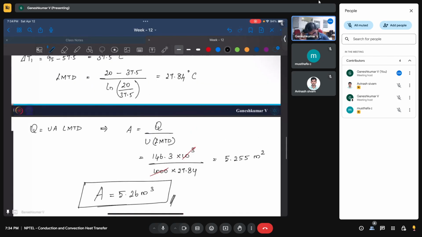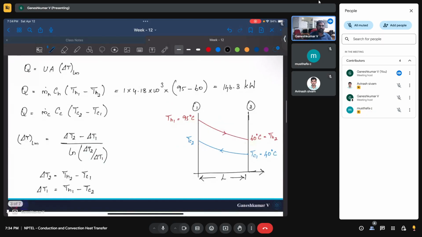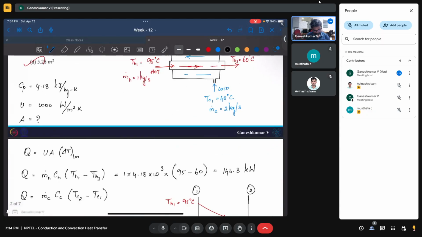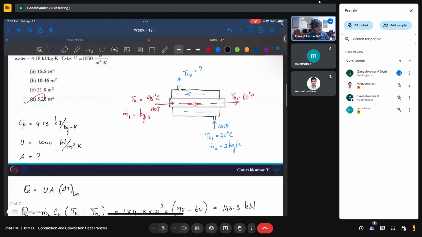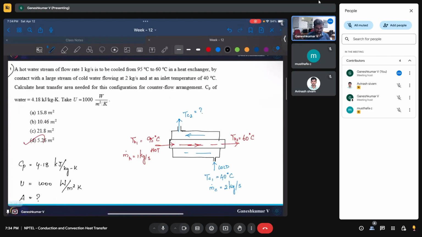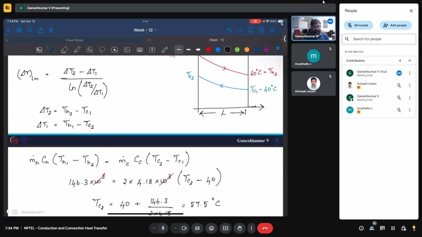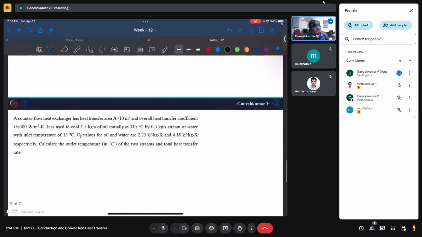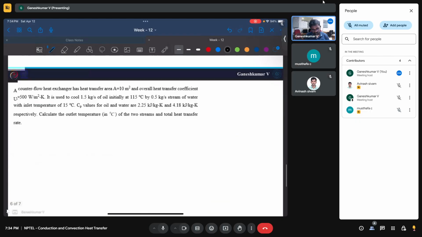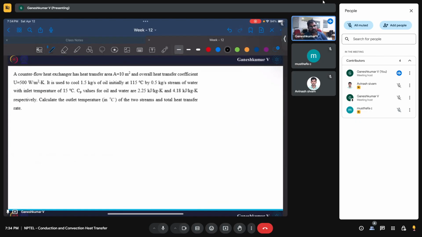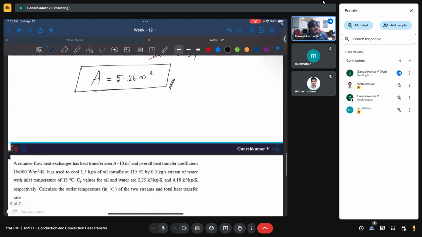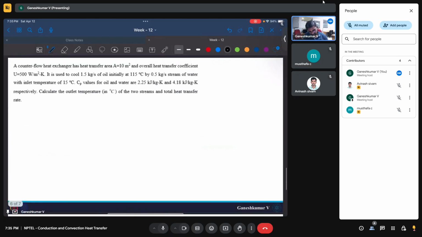So this is how you perform a calculation for design kind of problems. Similarly, you can do it for parallel flow heat exchangers too, but we are not going to do it. If you have any doubts, please let me know. I hope this is clear. The first problem was just a straightforward calculation.